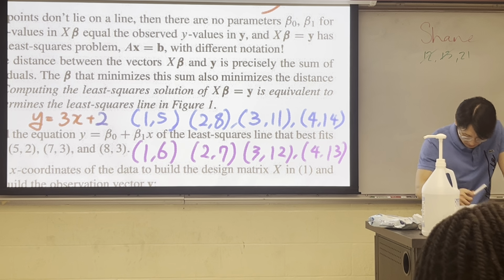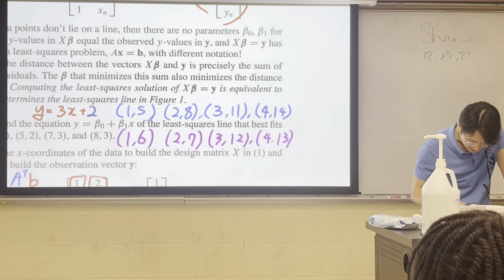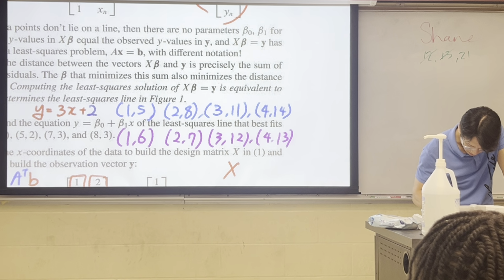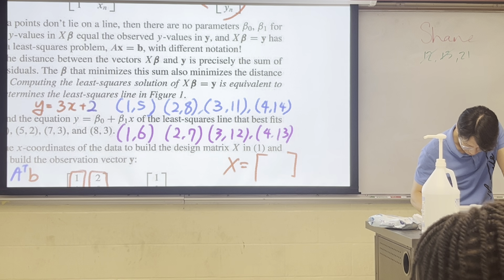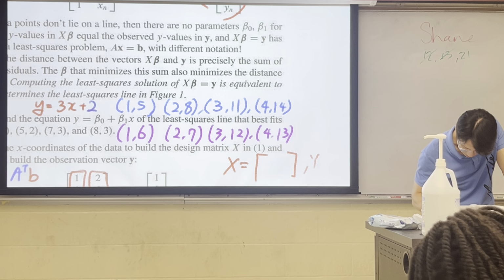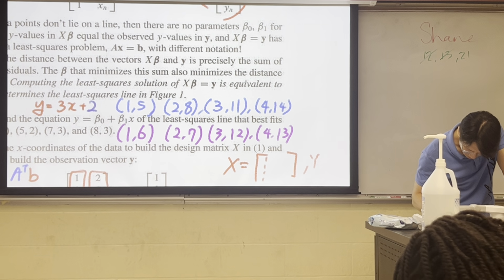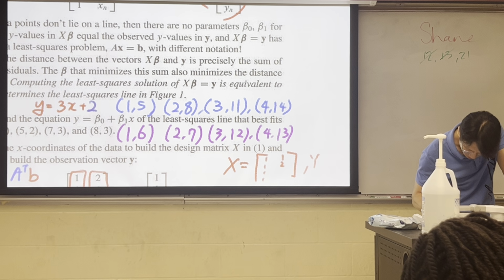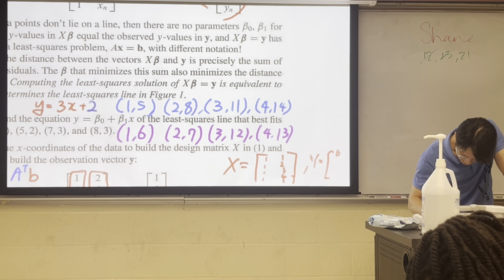Okay, then let's find out x. What should the matrix x be? 1, 1, 1, 2, 1, 3, 1, 4. That is, a column of 1s and then 1, 2, 3, 4, right? What about y? 6, 7, 12, 13.